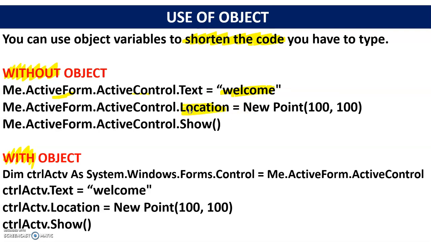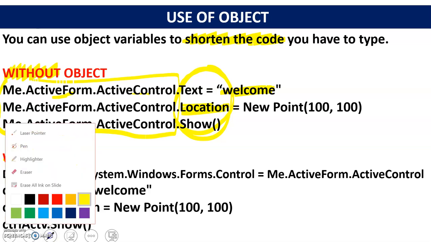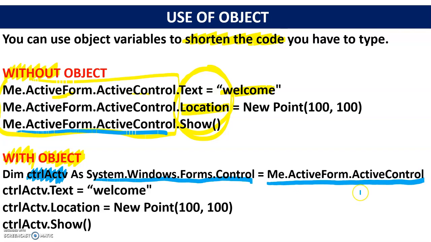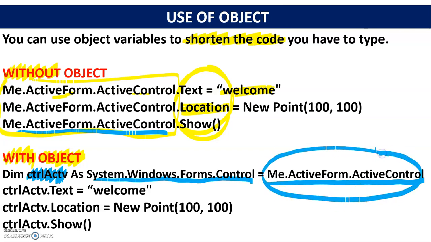Also I want to change some other property. If I have a set of controls for which I want to apply different properties, in that case if I create the object, then it will reduce the length of the code. How? See here, we have taken ctrlActive, like control active, as System.Windows.Forms.Control, right? For all the controls, and we have just given the name Me.ActiveForm.ActiveControl. Now what will we do? Instead of writing this whole line, I write simply this object name. This is my control active, and I can use the properties, right? So this is how you can use the object in your project.